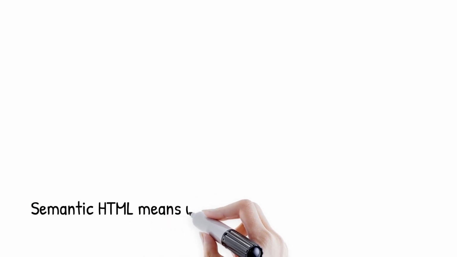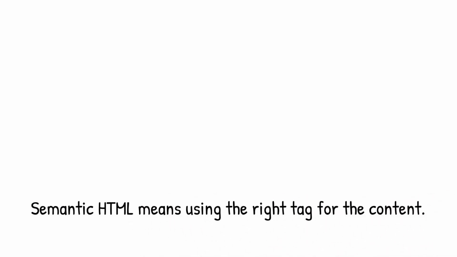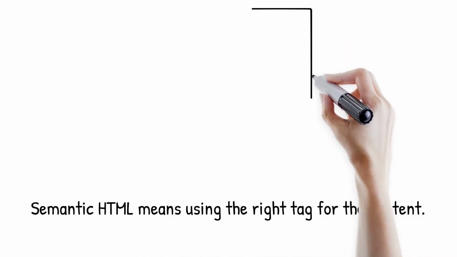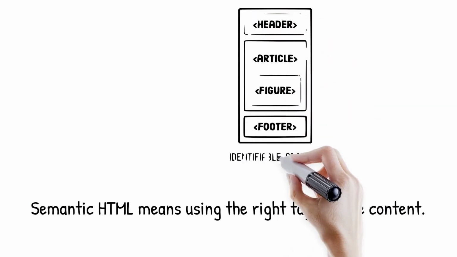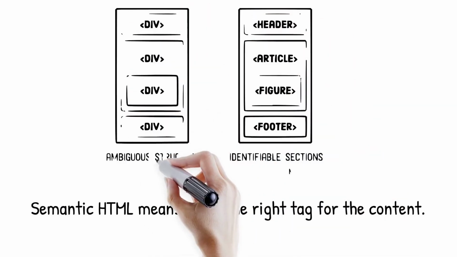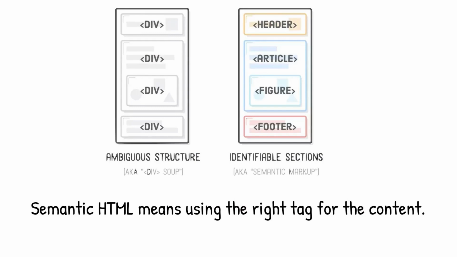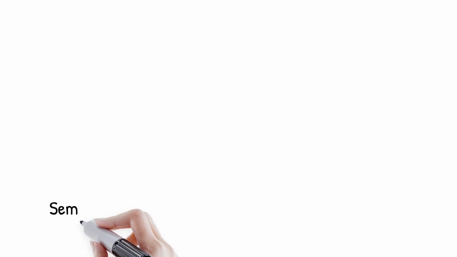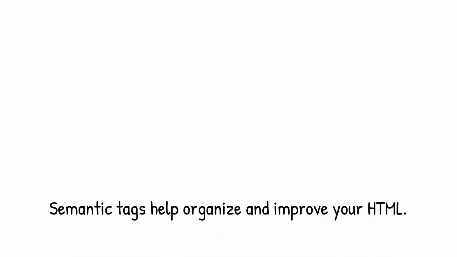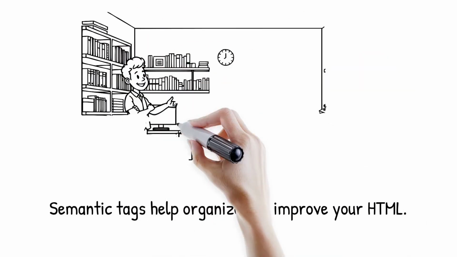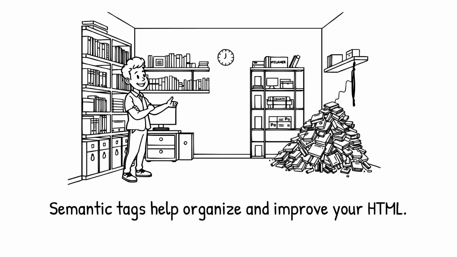Semantic HTML just means using the right HTML tag for the right job, based on what the content is. So instead of using a div for everything, you use tags that describe meaning, like header, nav, main, section, article, aside, footer. These tags make your HTML more readable, more accessible, and often better for SEO. Think of it like organizing a room. You can throw everything on the floor and still live there, but it's way better when everything has a proper place.